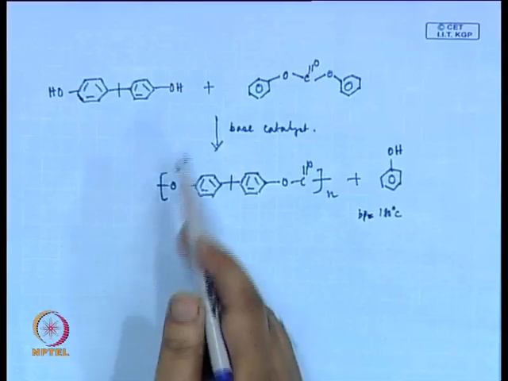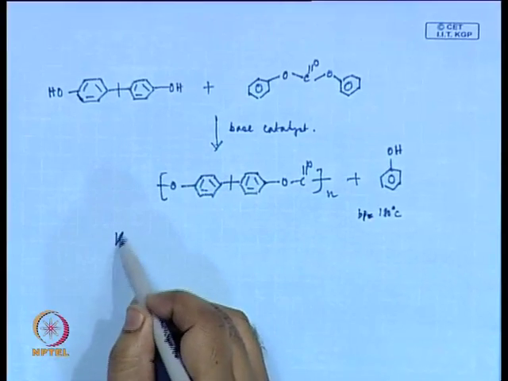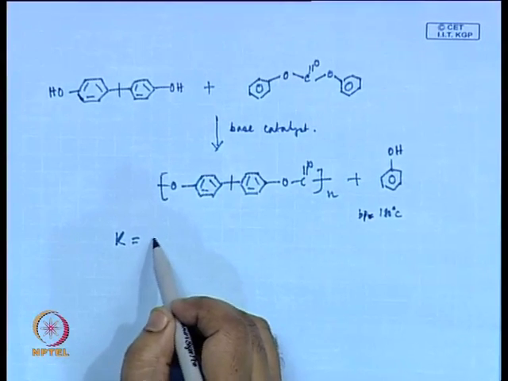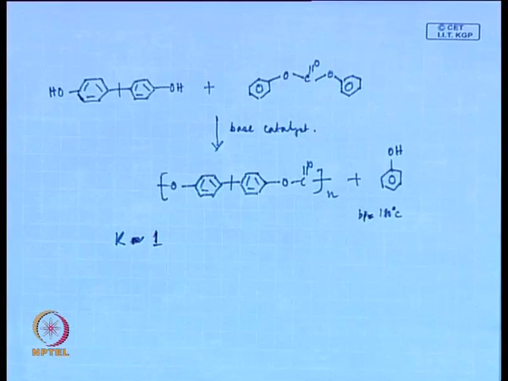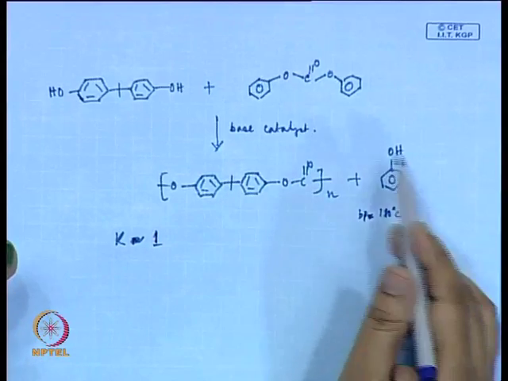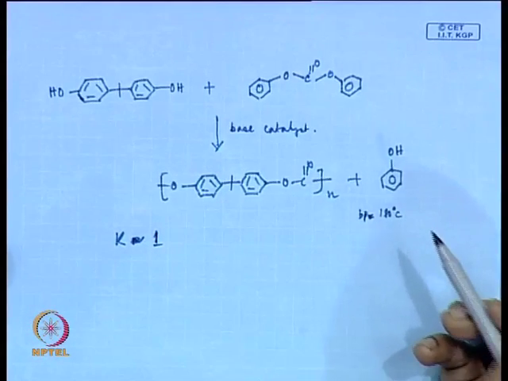Now, the K of this equilibrium reaction is close to 1, which means that if you do this reaction in a closed system without taking out phenol from the system, you will end up in average degrees of polymer of 2. Okay. It will end up in a dimeric state.